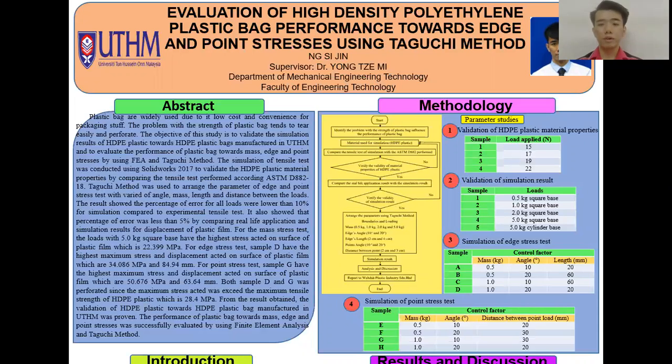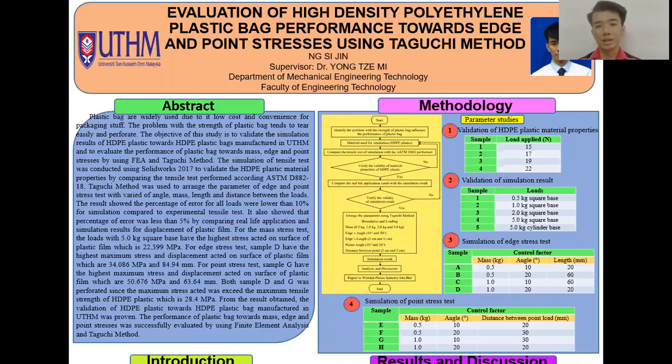For the result of validation of HDPE plastic material properties, the percentage of error for all loads was lower than 10% after comparing the simulation result and the tensile test result. And for the validation of the simulation test, the percentage of error was lower than 5% by comparing the real-life application result and the simulation result.